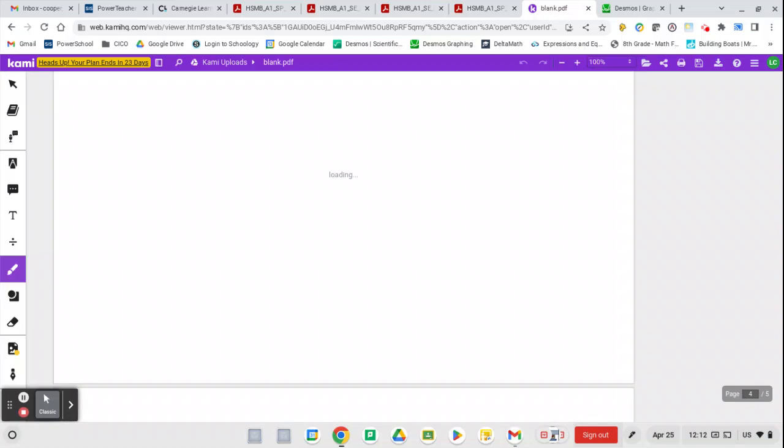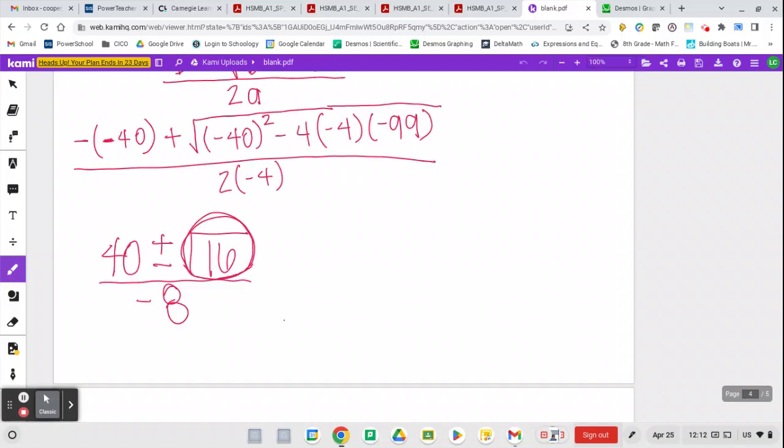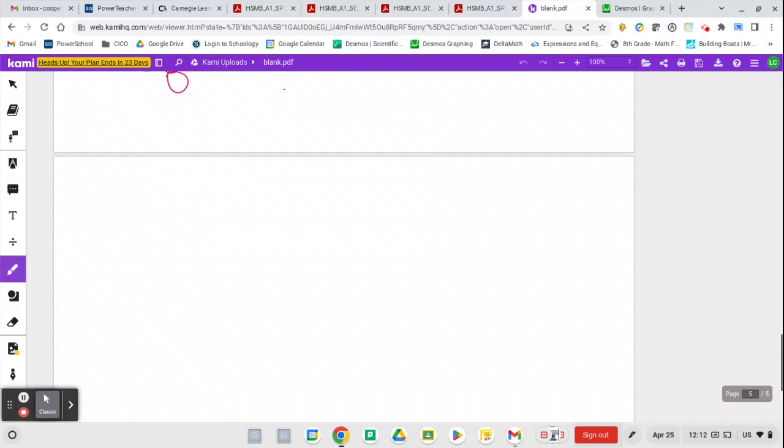Heads up, shift ends in 23 days. I'll do one that's a little messier. I need an ocean paper. Oh, I can see the back.